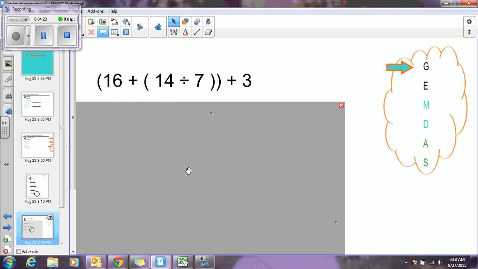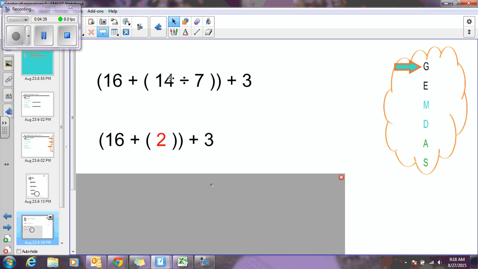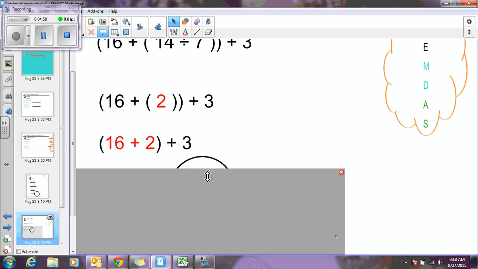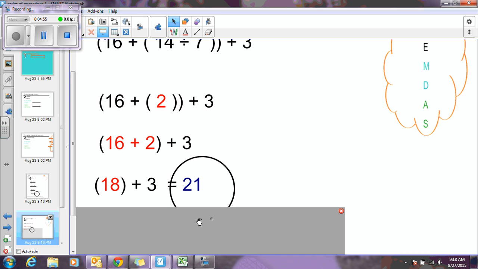Okay, next problem is, oh, it's got double parentheses, so they're embedded within one another. So grouping symbols is where we start. So I like to think of it like a sandwich. You start with the middle, the meat. So 14 divided by 7 is 2. So now I have 16 plus 2 in parentheses, and then plus 3. So I still have more grouping symbols, so I'm going to take 16 plus 2, and I know that that's 18, and then eventually I just add on 3, and our final answer is 21.